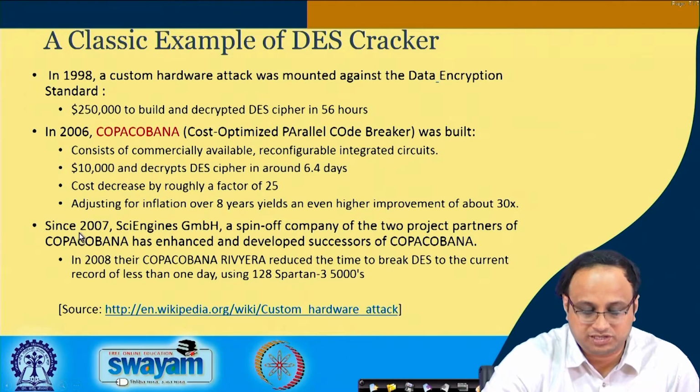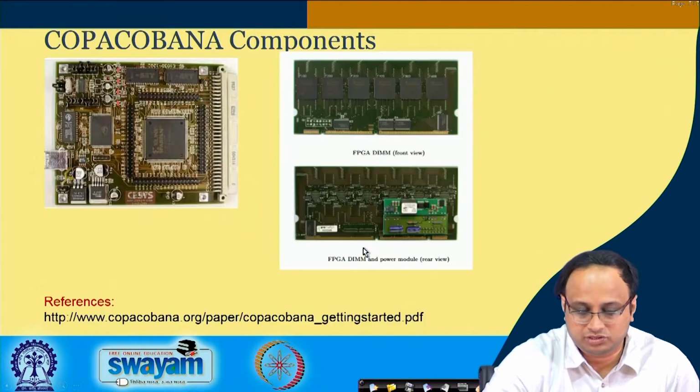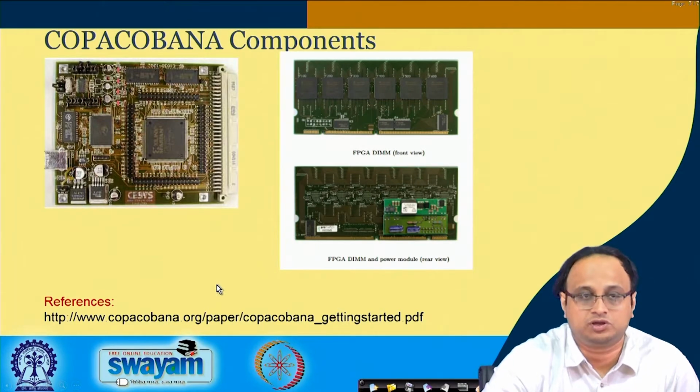Since 2007, there have been several efforts. For example, this is a spin-off company which tries to develop successors of Copacabana, and one of the successors is called RIVYERA. It reduces the time to break DES to the current record of less than 1 day using 128 Spartan 3 FPGAs. This is an interesting example, and this is a Wikipedia link where you can see how FPGAs can be used to develop custom attack hardware. Here is a photograph of how the Copacabana looks, and you can see it is made up of nice structures built around FPGAs.